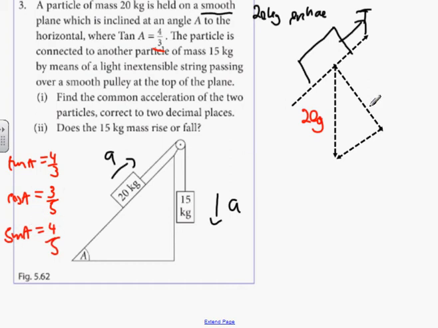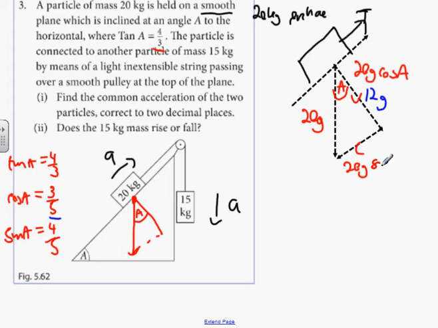Now, we have two components, and this is also your angle A. Same thing as projectiles, isn't it? Where you draw your weight going straight down, and it's always angle A. Everybody happy enough with that? Now, what does that make this component here? 20g cos A, otherwise known as 20 multiplied by 3/5, which is 12g. The other one? 20g sin A, otherwise known as 16g. So you have 16g.